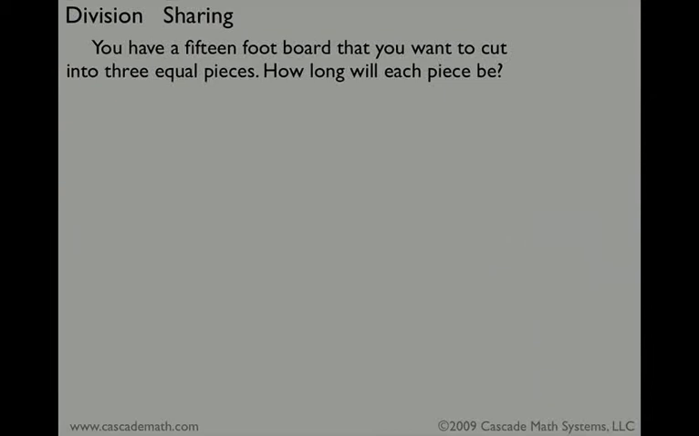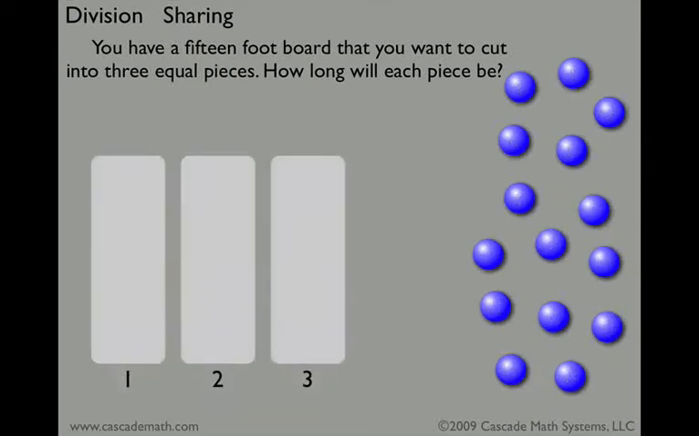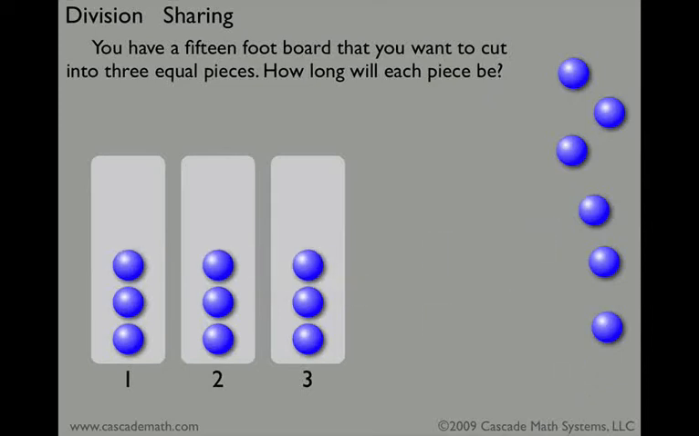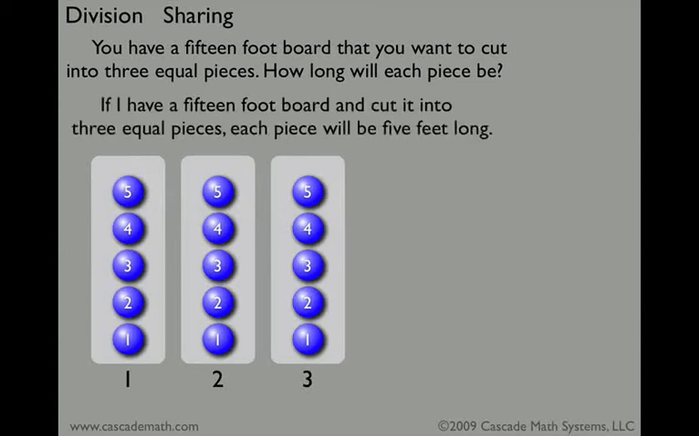Here's how I worked the problem. First, I used 15 balls to represent the 15 feet of the board. The next thing I did was to separate or divide the balls into 3 groups. If I look at my 3 groups, I can see that each group has 5 balls. If I have a 15-foot board and cut it into 3 equal pieces, each piece will be 5 feet long. 15 divided by 3 equals 5.